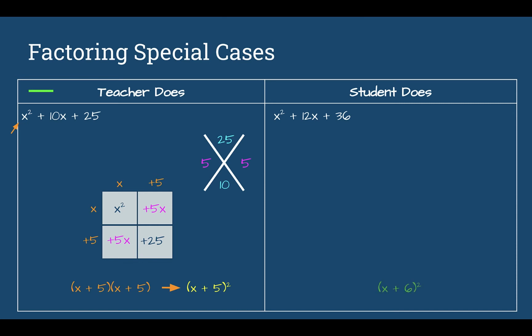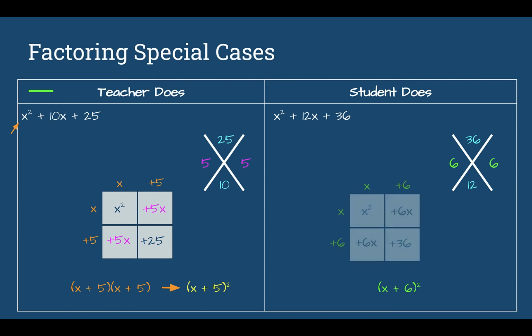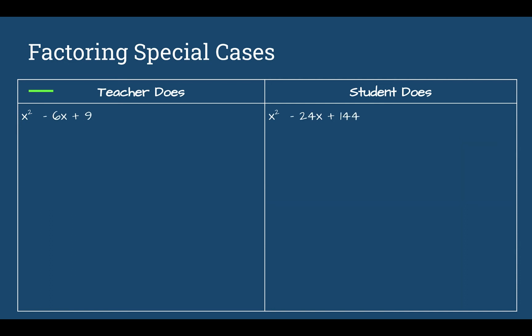Let's check. You should have got x plus 6 to the second power. If we look at our values that multiply to 36 and add to 12, it's 6 and 6, which means we ended up with x plus 6 both times. So simplified would be x plus 6 to the second power. Let's look at another example.